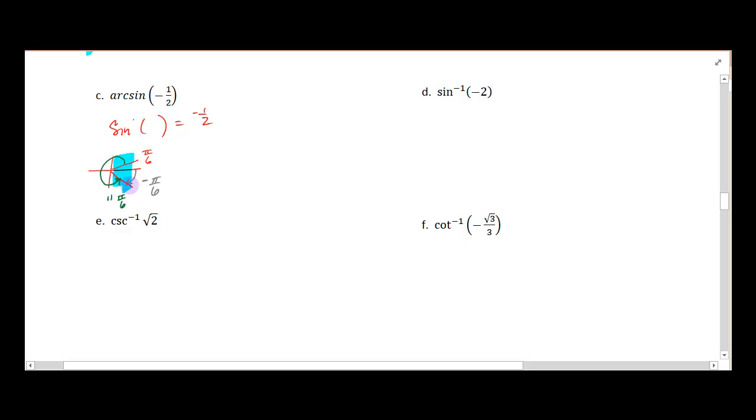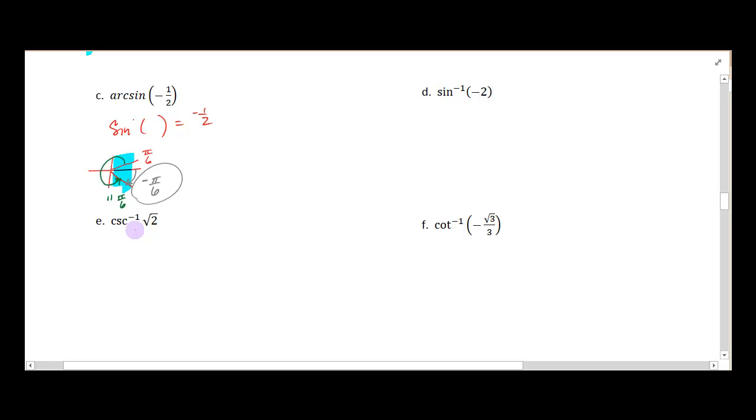So if I just go negative, I stay within this blue zone, and my solution is then valid. So the answer to this would be negative pi over 6. Okay, let's try one more together.